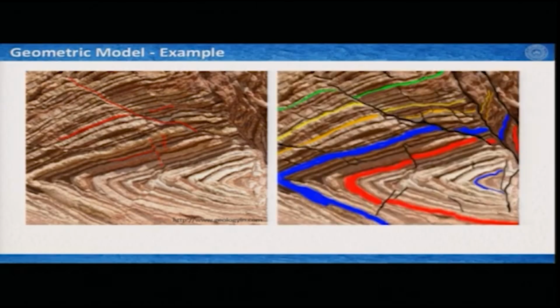For example, with this photograph, I prepared this geometric model. I did not cover all these layers, but a few of the layers are color coded and they are represented in this way. So, this is a very simple example of how geometric models in structural geology are constructed. Now, can we apply it to a little larger scale? The answer is yes.